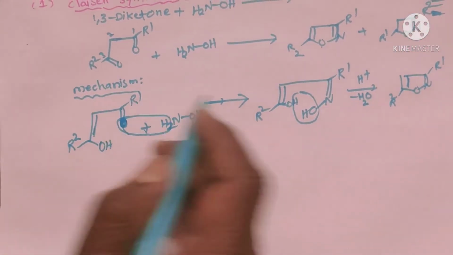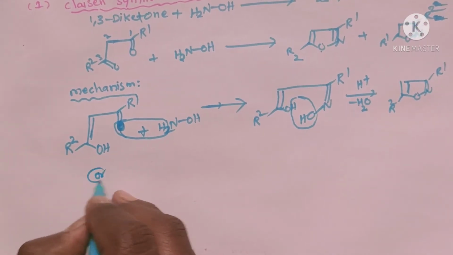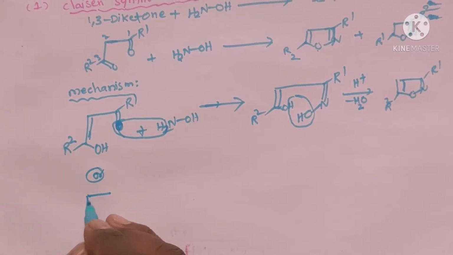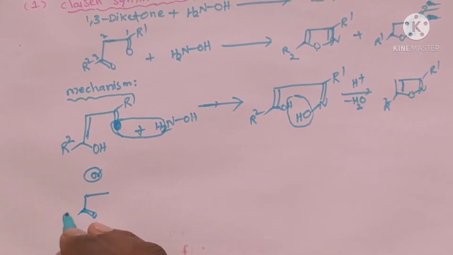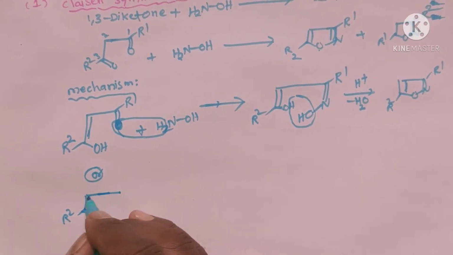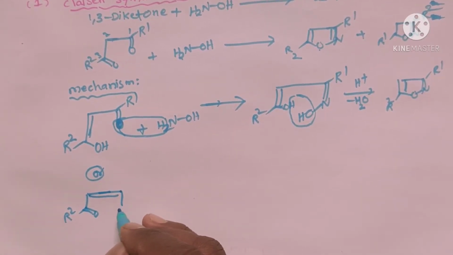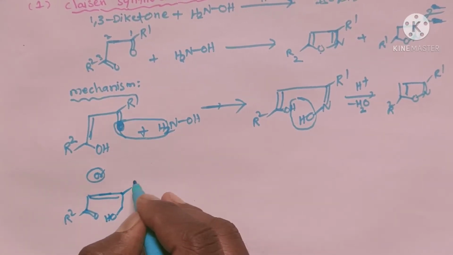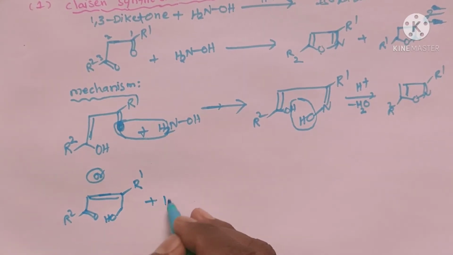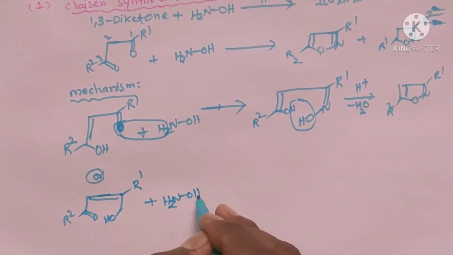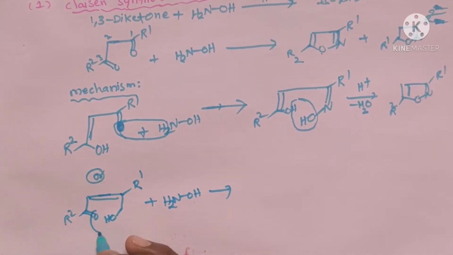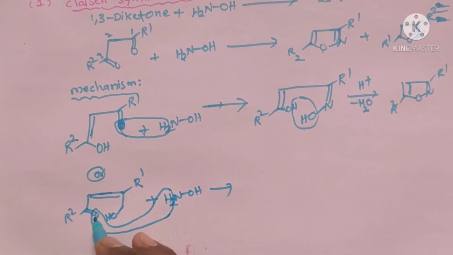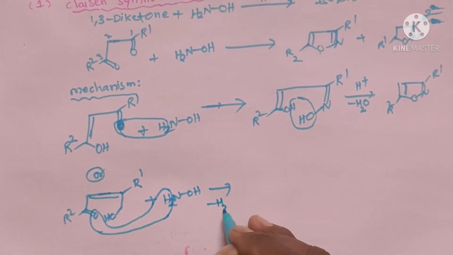Otherwise, we can write in another way also. Look here, R, we can write like this also. What is that? Here we can write double bond O and R2. And here we can write this as the enol. R1. Now what happens? Hydroxylamine. NH2 of hydroxylamine reacts with this, sorry, the carbonyl oxygen, and water goes outside.